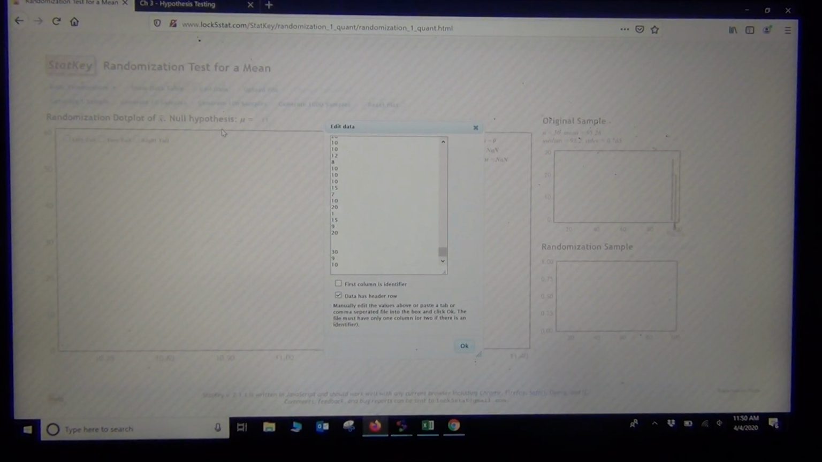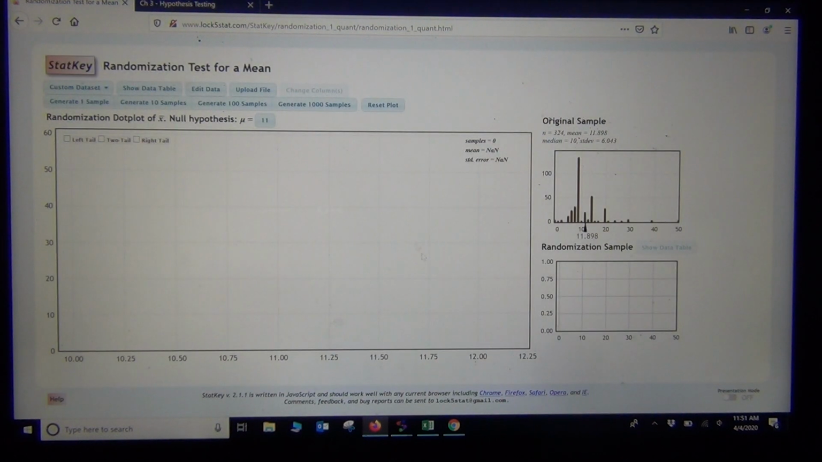Now again, we'll see if StatKey likes this title. Sometimes it doesn't like it. It didn't seem to like the title last time, so I think I'm going to delete out the title. And that way I'm going to uncheck the box that says header row. So it doesn't have a header row, doesn't have a title. It also doesn't have an identifier. Remember, an identifier is a word next to every number, and this doesn't have that. All right, so there's our sample data. You can see the sample mean, 11.898.